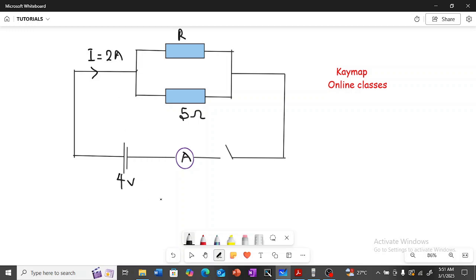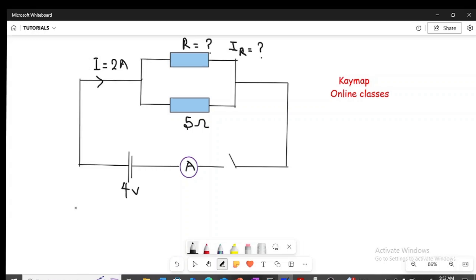Okay, now in this question we expect to calculate the value of the unknown resistance R, as well as the current flowing through R. We expect to calculate the current that is flowing through this resistor R as well. So those are the two target variables we expect to calculate. And how to solve this problem?